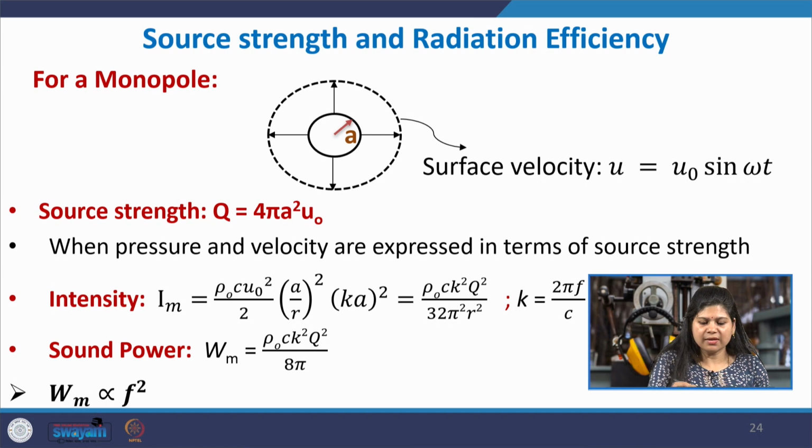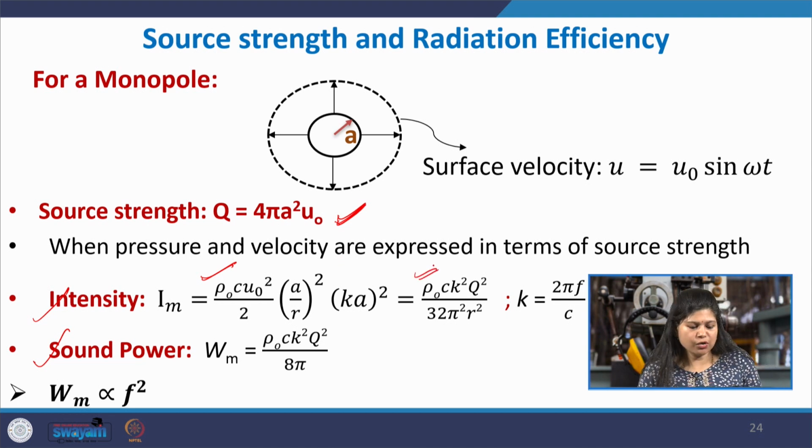The source strength is simply the volume velocity as already defined. Suppose it is moving with some velocity u, then the source strength is simply the volume velocity, which means the velocity multiplied by the surface area. This is the amplitude of the volume velocity, the surface area multiplied by the amplitude of the velocity, that will give you the source strength. Then the intensity and the sound power for this is a long expression, the derivation is long, which we are not dealing with in this course. So, directly I am putting the expression here.